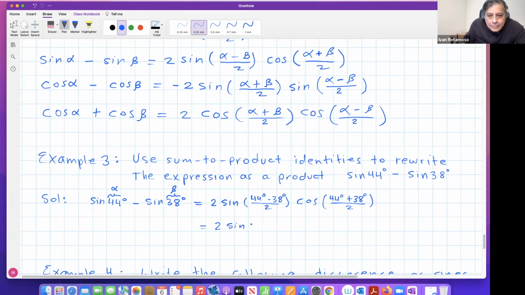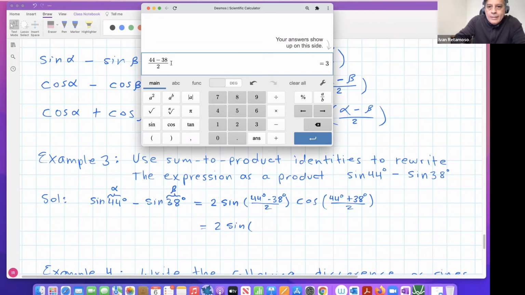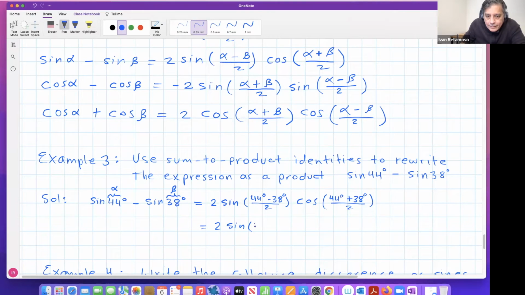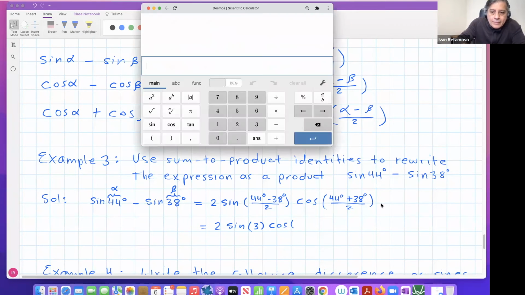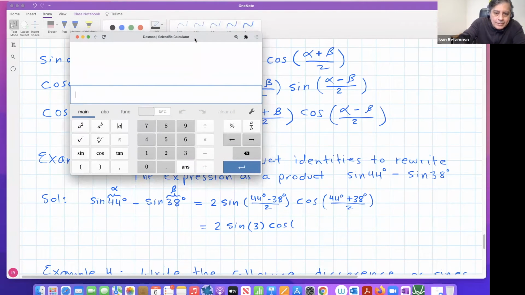Do you see? Sine of what? What is 44 minus 38 divided by 2? Well, we can use our scientific calculator. 44 minus 38, all that divided by 2 is just 3, right? 3. And I'm showing this with a calculator because in your homework you will probably get big numbers that are difficult to deal with. So use the calculator. That was the semi-difference. Now the semi-sum, or the average, right?